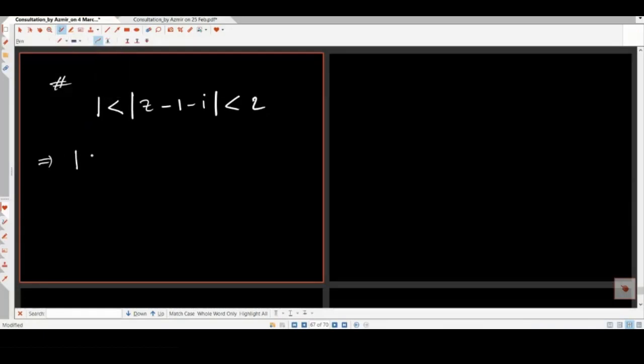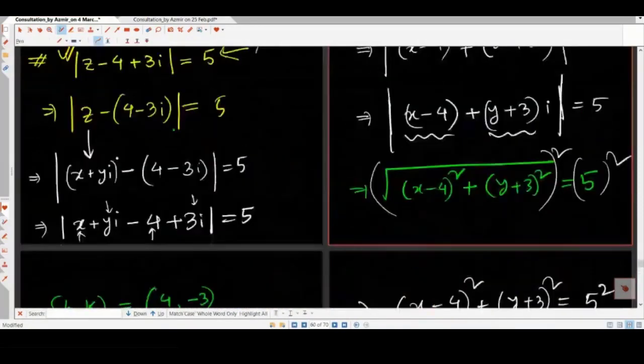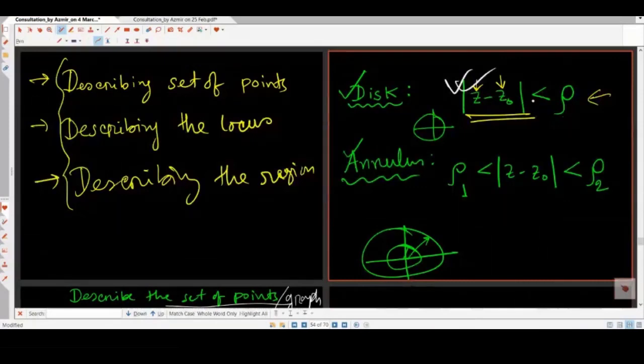What does it mean? Our target is to reach x and y equations. So step 1, where we have z, let's input x + yi, and the rest of the things are the same. I have already mentioned that whenever we have this expression, this inequality will give us only one circle, and if we have this one, ρ₁ < |z − z₀| < ρ₂, it will be two circles.